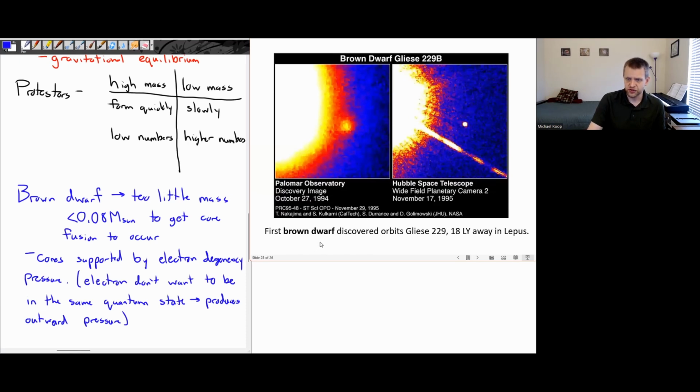The first brown dwarf that was directly detected, this is some images from the Palomar Observatory and the Hubble Space Telescope, were some of the first ones that were directly imaged. This first brown dwarf was discovered about 18 light years away, that orbits around another star. So this is Gliese 229, and this is the brown dwarf that's in orbit around that star. This was a binary star system, but one of the stars in that pair didn't have enough mass to actually become a main sequence star.